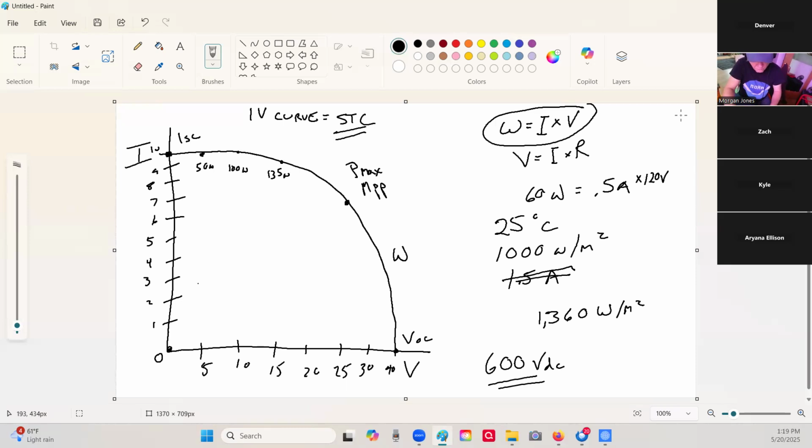Notice as we increase the voltage, the amount of power is increasing. So now we come to 20, and let's say it's at 8. So 20 times 8, 160. Now we're going here and it's at 25 and 7. So 25 times 7 is 175.